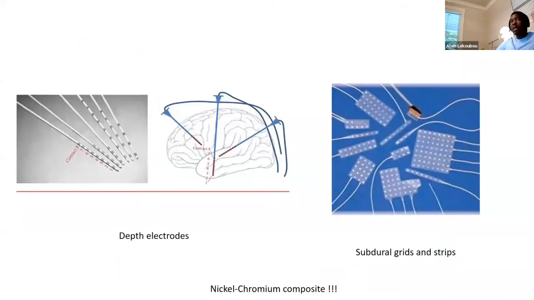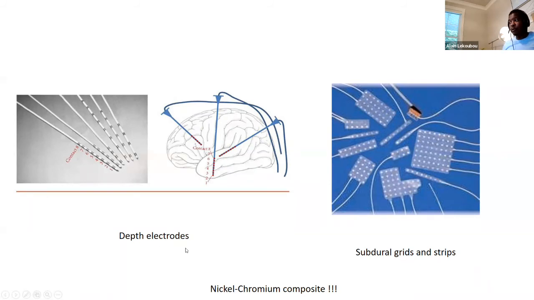So what happens is that you have these electrodes here. They're called depth electrodes, right? This is the one that we use the most in Hershey. We rarely use these ones. I'll tell you a few words about the one on the right hand side. On the left hand side is what we typically use in Hershey and in most centers now.